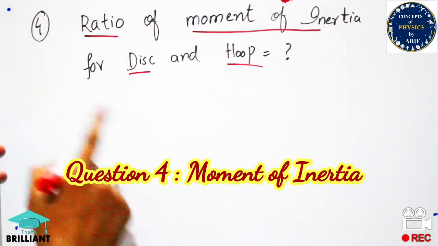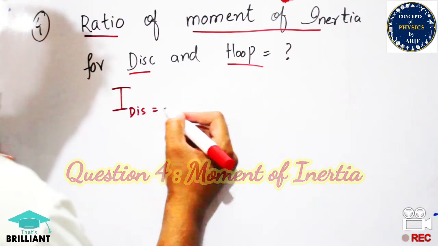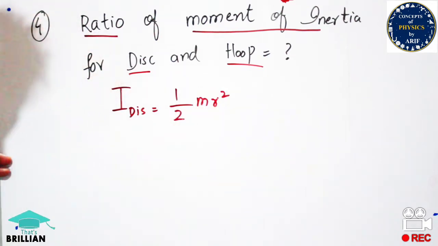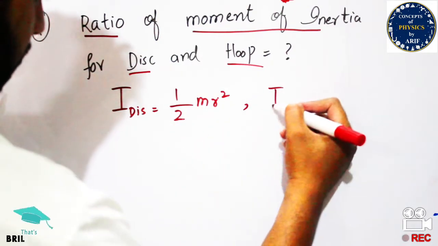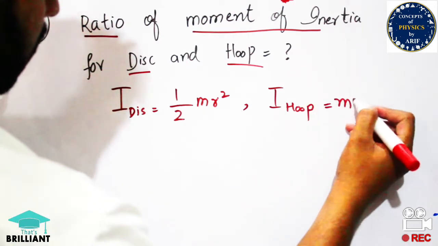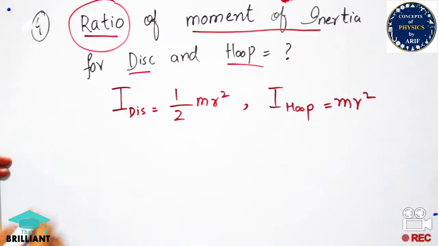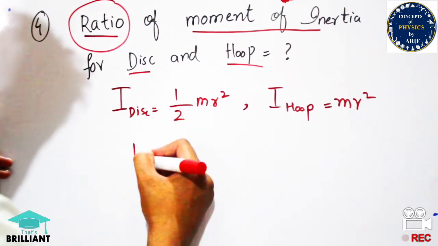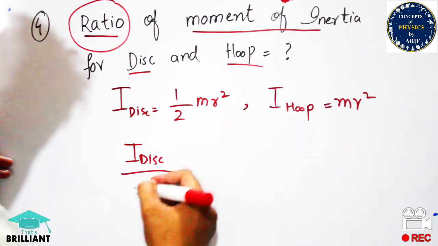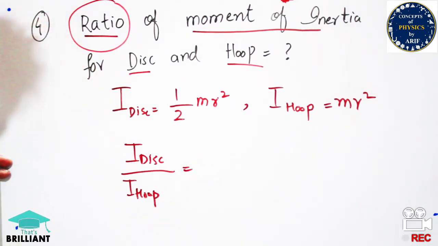It means that first of all we need the moment of inertia for a disk, which is equal to 1/2 mr², which is given in all the books, and we can also justify it from general knowledge. The moment of inertia for a hoop is mr² only. So we are asked what the ratio is. Ratio means we need to put one over the other, because the moment of inertia for the disk is on the upper side and the moment of inertia for the hoop is on the lower side. So we need to calculate the ratio.